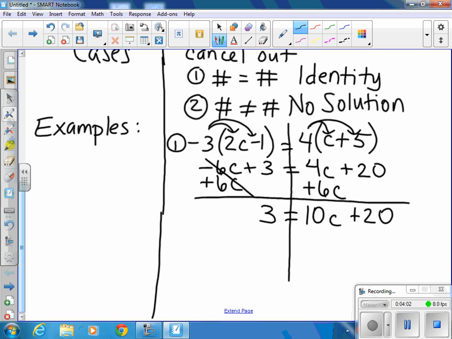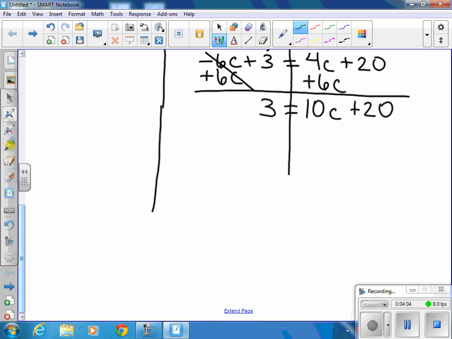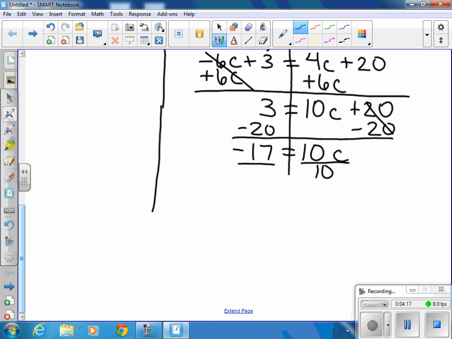Right, you now find yourself back at a normal two-step problem, so you guys should be very comfortable with these by now. Subtract 20 from both sides. You have negative 17 equals 10c. To separate the 10 and the c, you're going to use division, so we divide by 10.